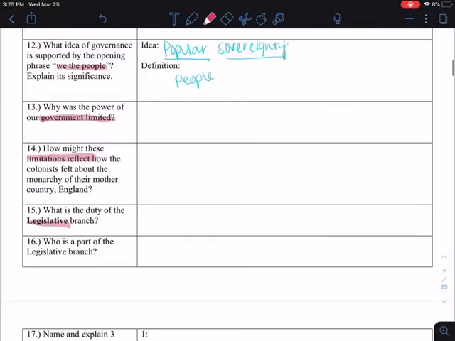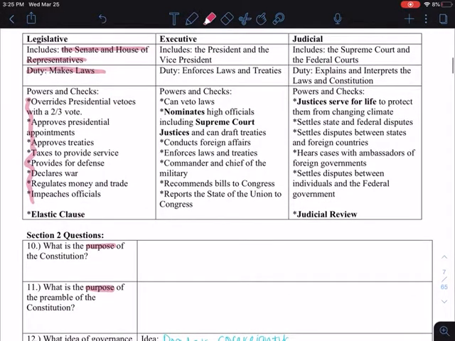Duty of the executive branch. Enforce the laws and treaties. Who's a part of it? President, vice president, and then you can go through and look at the powers here. And we can finish it right off with judicial branch, explain and interpret the laws. You've got the Supreme Court, the federal courts, and then the powers are listed here.